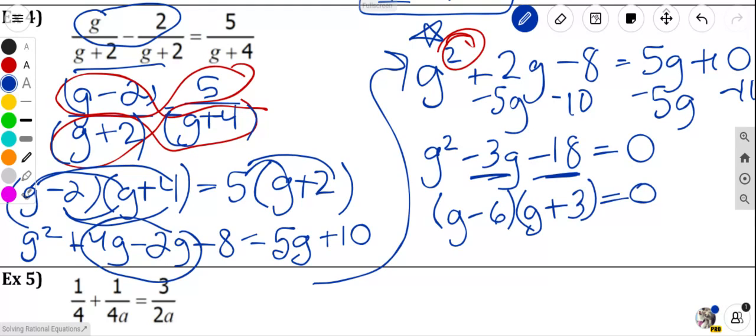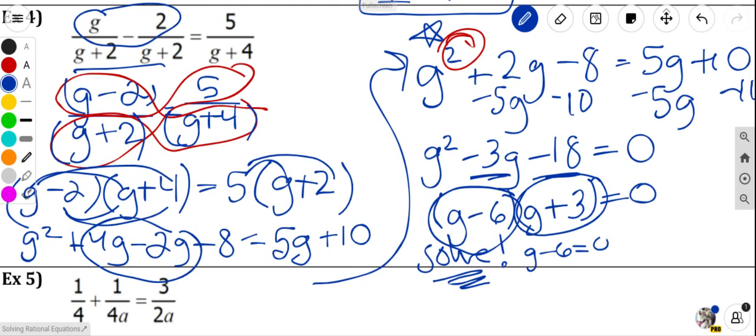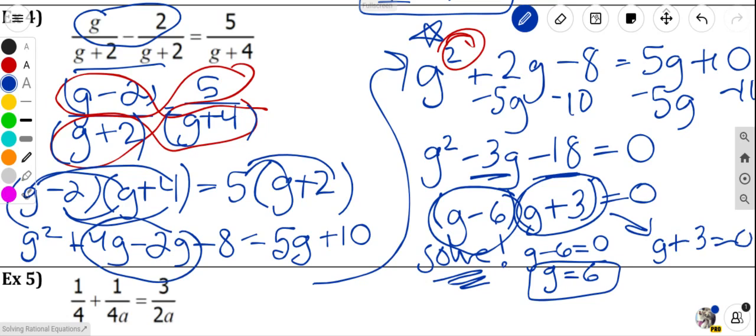Our very last step, and I think this is where some of you forgot to finish in the last practice, is you have to solve now. So to solve, we have to think about what would make this one 0, what would make that one 0. And if you want to, you can set up the equations like g minus 6 equals 0, which would be g equals 6. So that's one answer. And then this one would be g plus 3 equals 0, where once you solve, you would get negative 3. So these, for the most part, are going to have two answers. Okay, so that's number 4.